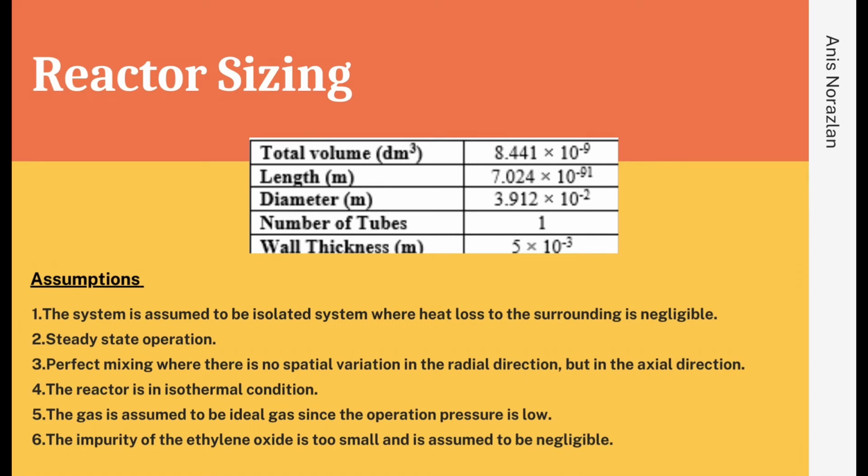For the reactor sizing, the total volume that we obtained is 8.441 times 10 to the power of negative 9 dm cube. The length is 7.024 times 10 to the power of negative 9, and diameter is 3.912 times 10 to the power of negative 2, and number of tubes is only 1, and wall thickness is 5 times 10 to the power of negative 3 meter. And here are a few assumptions, which are steady state operation, perfect mixing, and also isothermal condition.